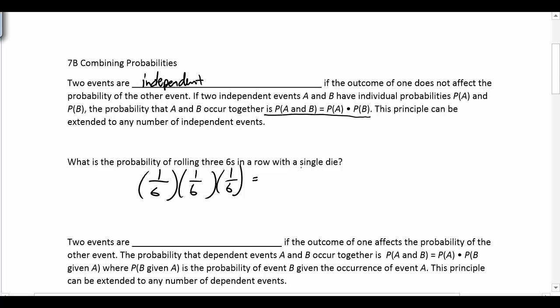So it turns out if I'm playing a game of chance and I win by getting 3 sixes in a row, the likelihood of that happening is 1 out of 216 attempts. So, not very likely.